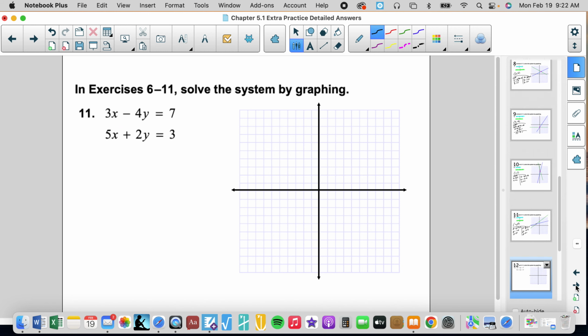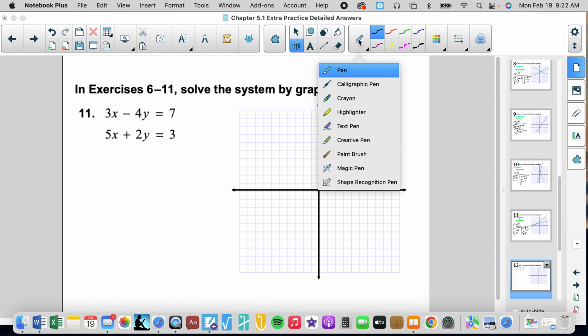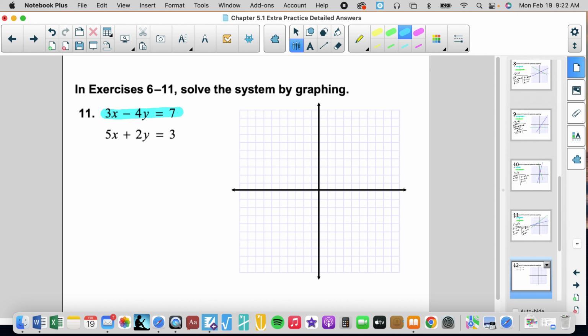Number 11. A couple more here. 3 more. Solve the system by graphing, standard form. So now we go back to the cover-up method. That's kind of ugly. Okay, so that's 7/3 is x. 7/3 is right there, 2 1/3. When we cover up the y, that is negative 1 3/4, which takes us about there.